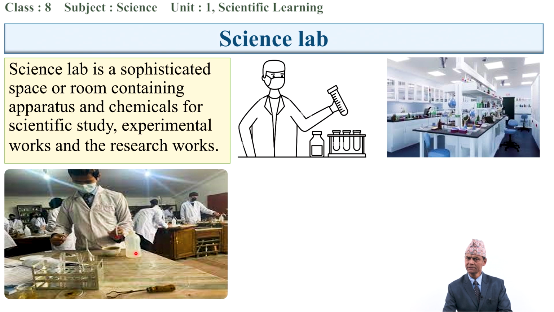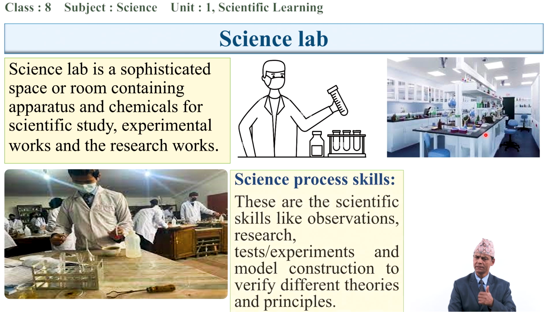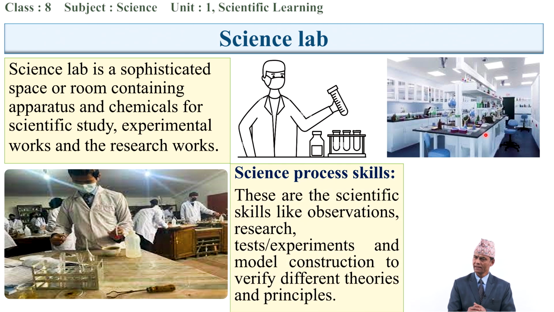Yes, these are some of the pictures where scientific experimental work is performed. So a science lab should be a sophisticated lab. It should be a clearly understood lab where lab rules and regulations are kept, and we should not touch or use apparatus and chemicals randomly without proper guidance. Otherwise, we may suffer an accident, which we have already discussed. So in the science lab, we apply science process skills.